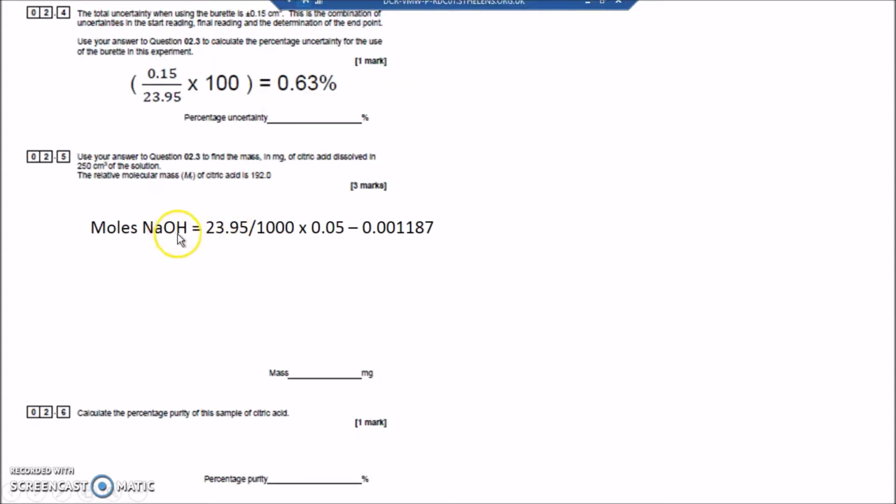So concentration equals moles divided by volume, so moles equals concentration multiplied by volume. There's my concentration, there's my volume in decimeters cubed, 23.95 divided by 1000, and that equals 0.001187. So my number of moles is 0.001187 moles of sodium hydroxide. If I refer back to my equation, I've got the number of moles of sodium hydroxide.